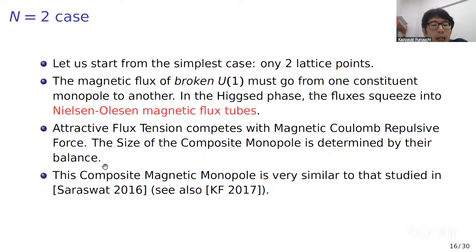Actually, this composite magnetic monopole is very similar to what has been studied in this Saraswat paper, and I also studied it earlier. By this experience, we came to this problem.